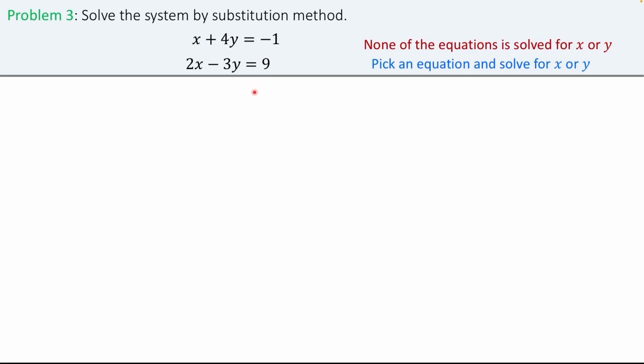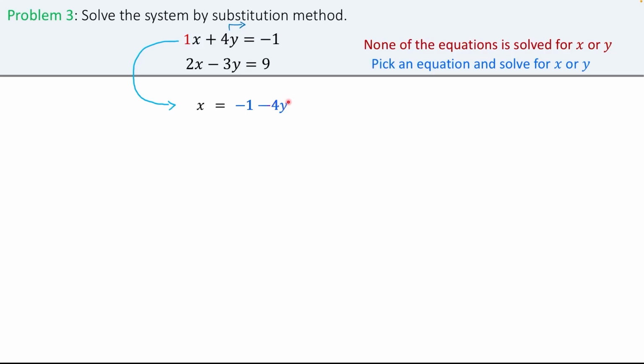Choose an equation that can be easily solved for x or y. In the first equation, the coefficient of x is 1, so you can easily solve for x. Just move this term to the right hand side, and you will get x. So x is equal to -1. This is positive, so you need to subtract 4y. So x is -1 minus 4y.